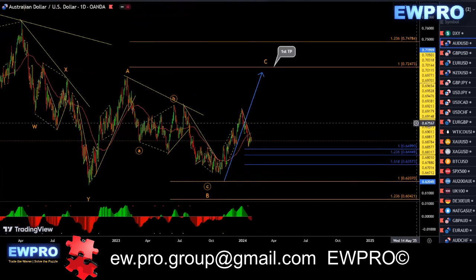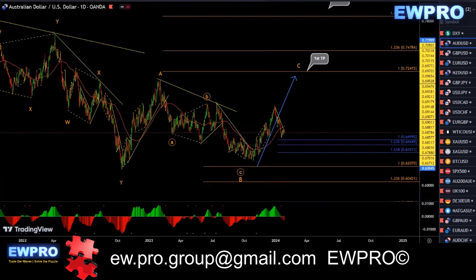AU on the daily, it's very difficult as well. All the majors are very difficult at this stage because we were looking for this C up in here. Instead, we got a bear hidden here. I would have liked to see more upside in this wave C. So now it can become more complex.